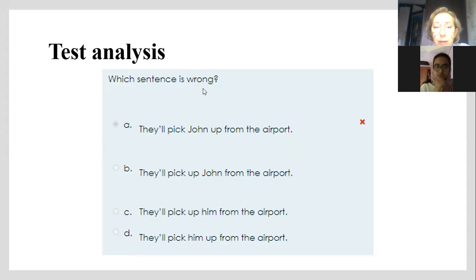That is why we say, they'll pick John up from the airport. It's okay. Pick John up. Then pick up John. We can use John after the phrasal verb. Then the last sentence, they'll pick him up from the airport. Yes, the pronoun is used in between. And this usage, the letter C, he'll pick up him from the airport, it's incorrect, because him should be used between pick and up. So the wrong sentence is C.